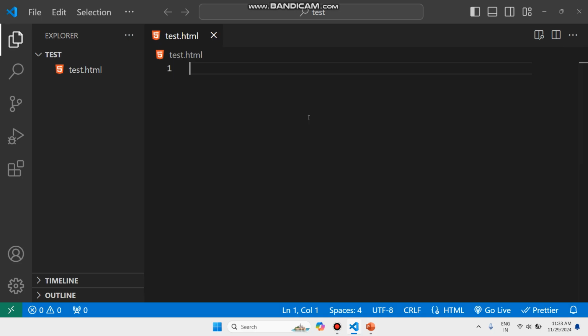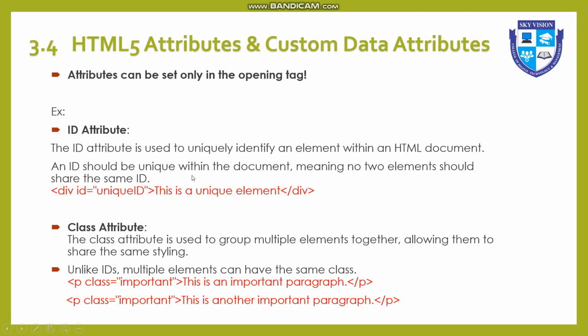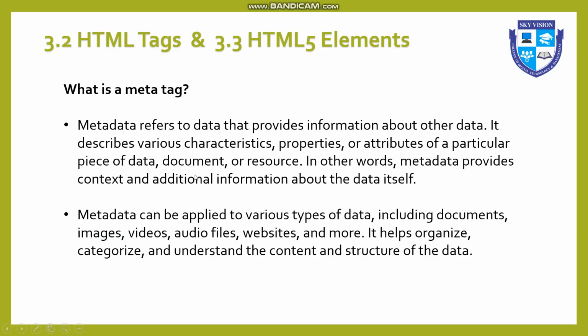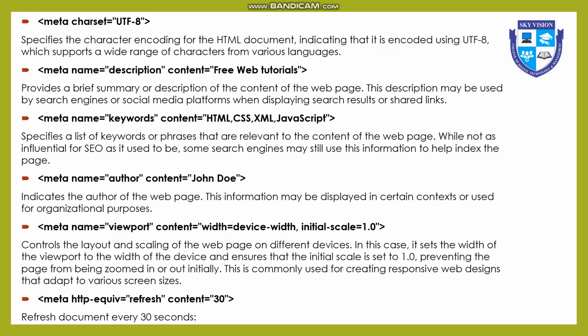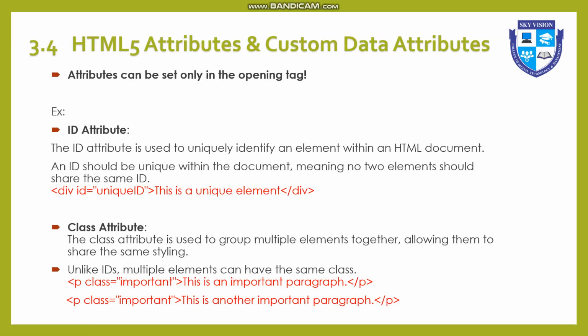Okay, now what happened? In previous classes, we did some meta tags and a lot of HTML elements. We are going further. So basically, today we are learning topic 3.4, which is called the HTML attribute and the custom data attribute.